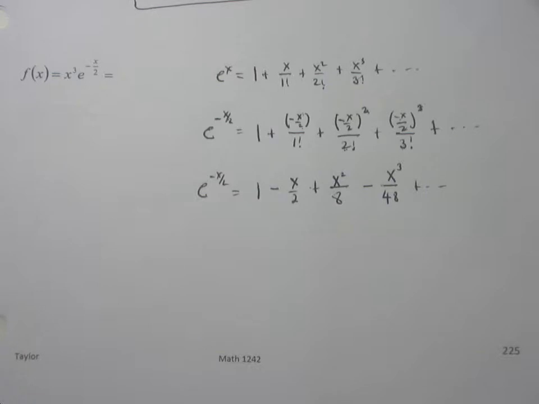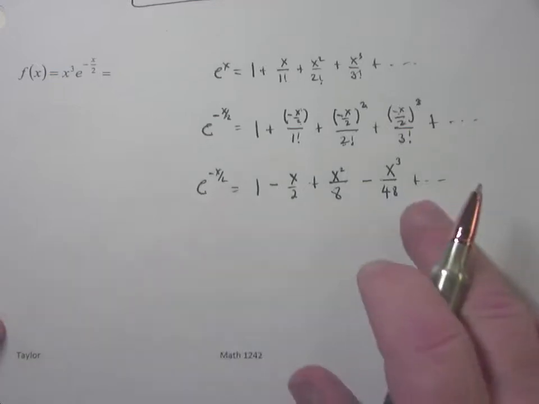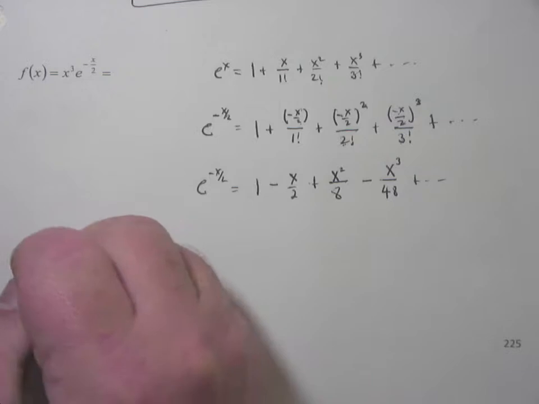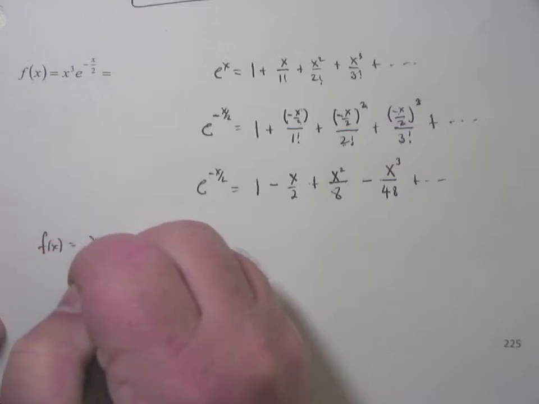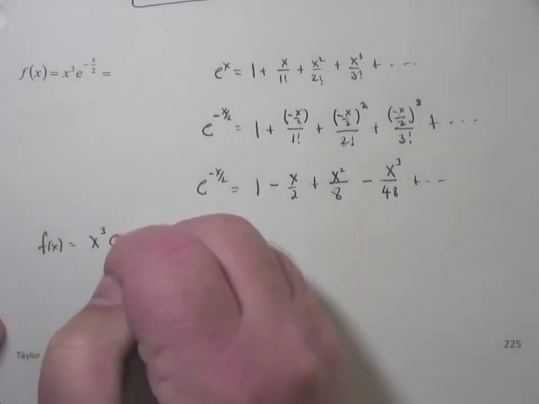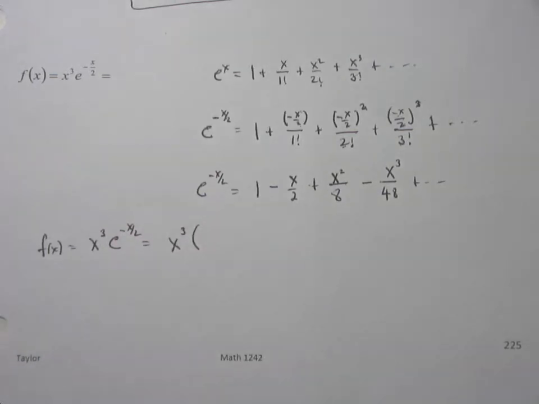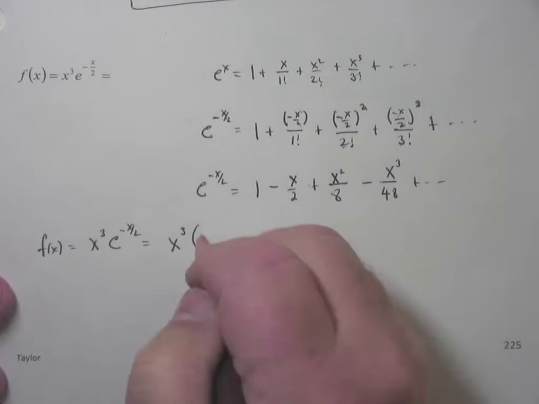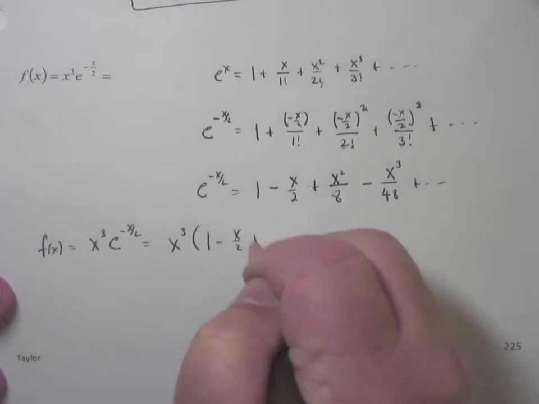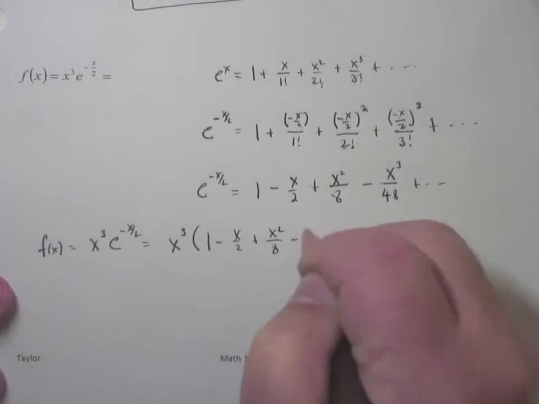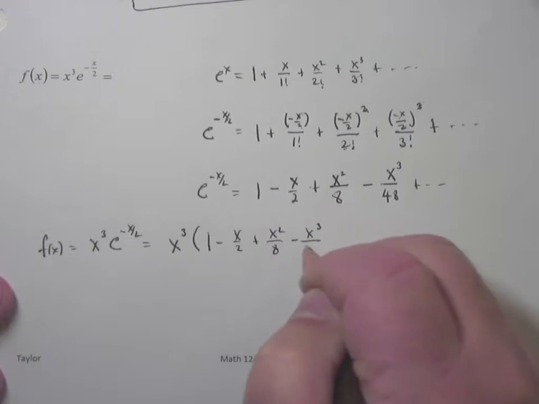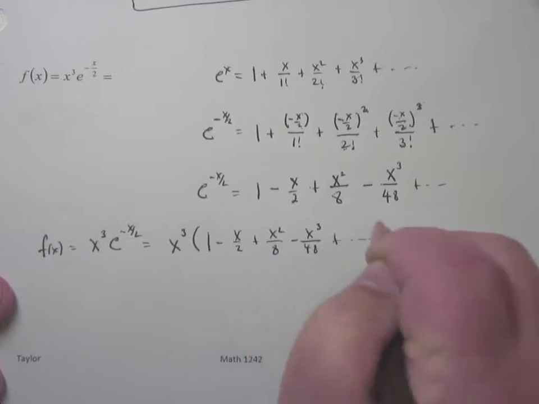So let me show you what we're going to make you do at the end of this kind of problem, just FYI. All right, so here it is. We built this. Now let's build the actual function. F of x is equal to x cubed times e to the negative x over 2. That's x cubed times, replace e to the negative x over 2 with its Maclaurin series of 1 minus x over 2 plus x squared over 8 minus x cubed over 48 plus dot, dot, dot.